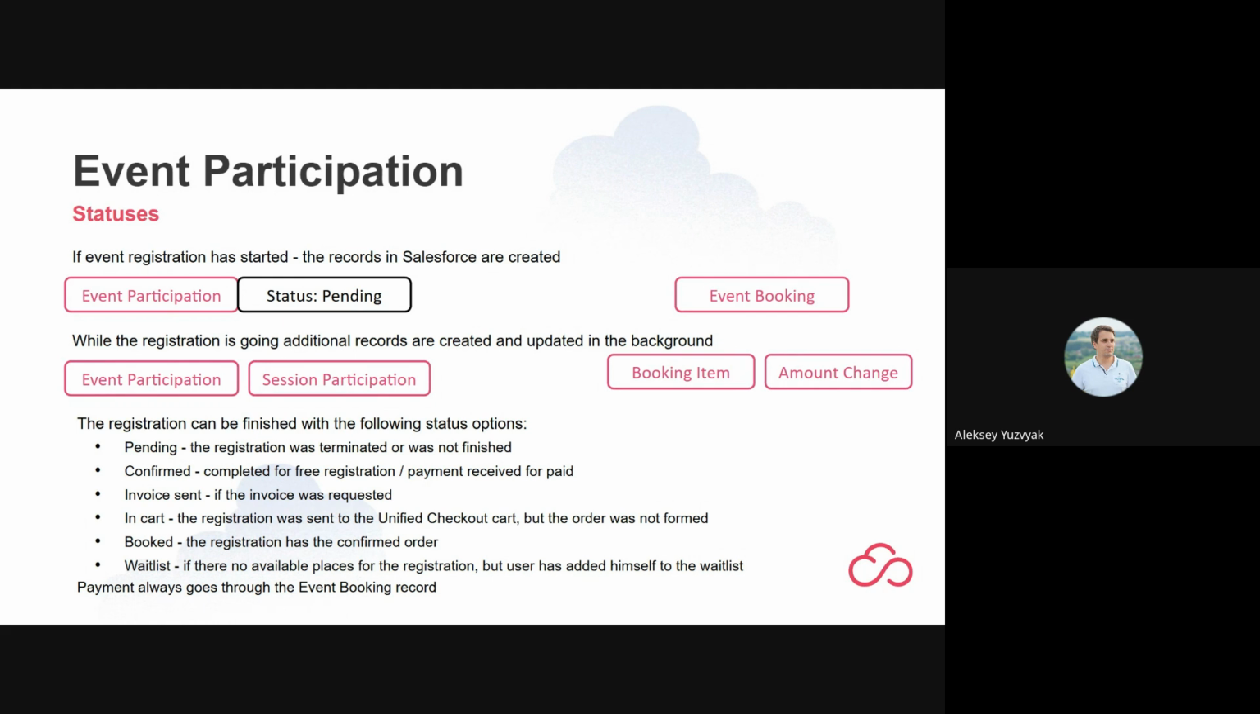Important note that payments always go through event booking. When the user goes through their registration process, we are always updating event booking amount changes, and the total amount is stored on the event booking. And this event booking is sent to unified checkout or proceeded with the Stripe payment. So please note that event booking is crucial for payment, especially for paid participation.